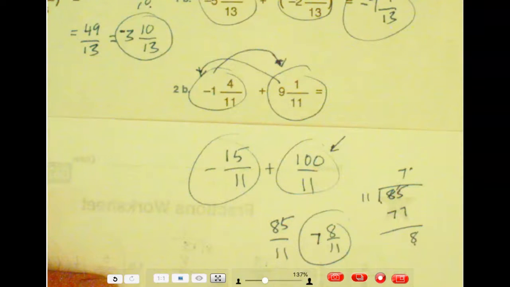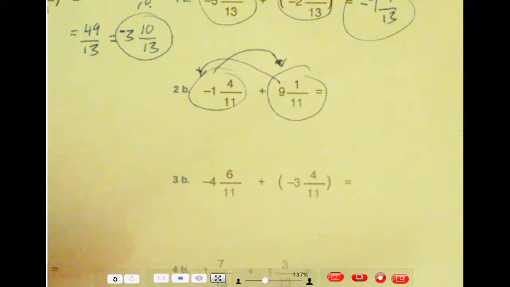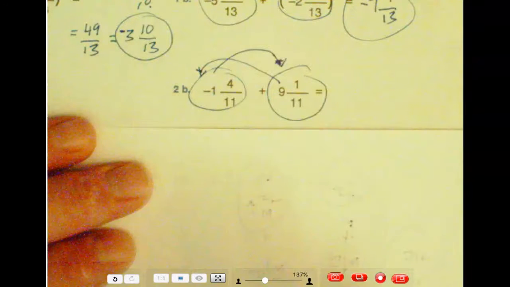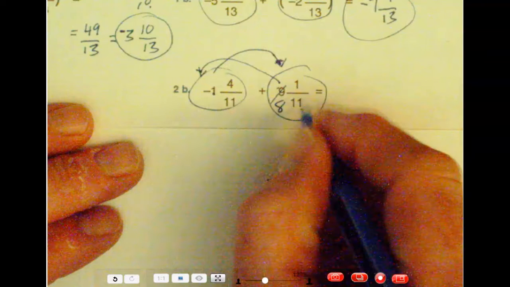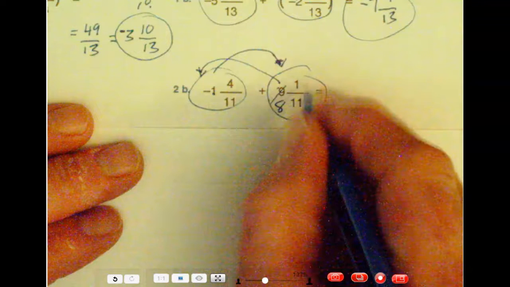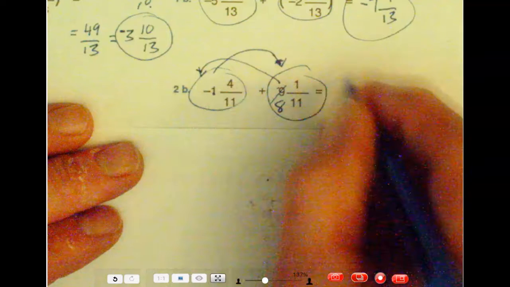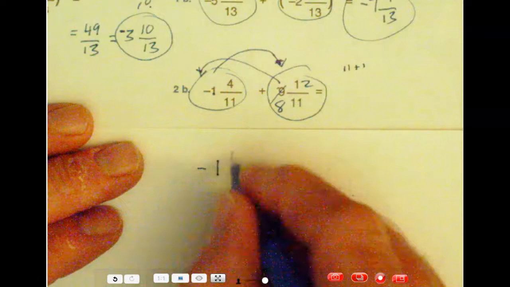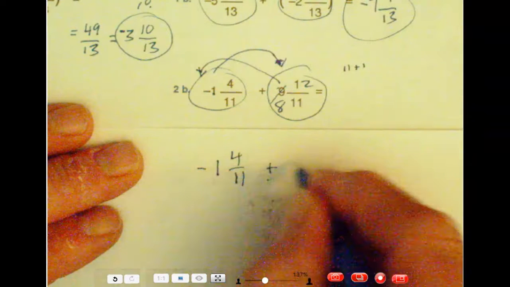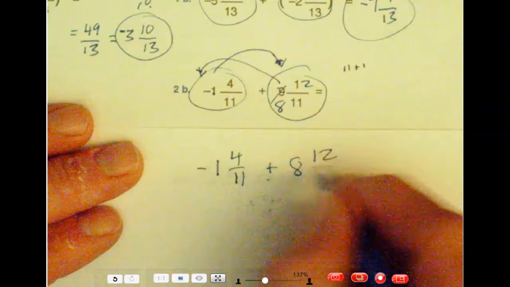Okay, let me do it the other way with a trade. So we are going to rename this one. I can take 9 minus 1, but I can't go 1 minus 4. So I'm going to rename this. I'm going to call this one 8, and I'm going to add 11 pieces to this top. So that's 11 plus the 1 gives me 12. So I've renamed this. Let me write the whole thing: 1 and 4/11 plus 8 and 12/11.